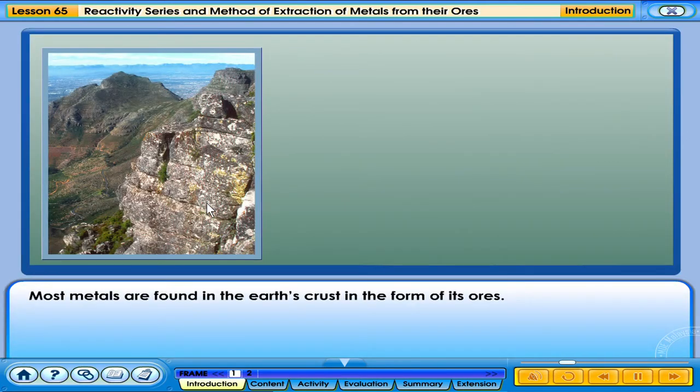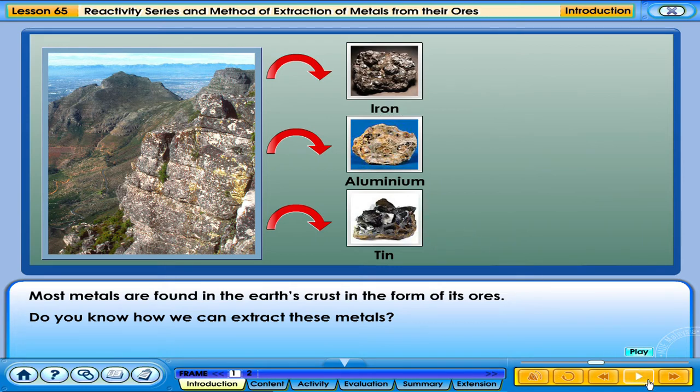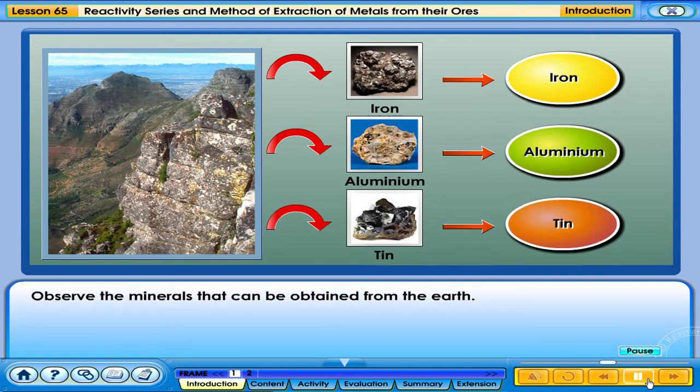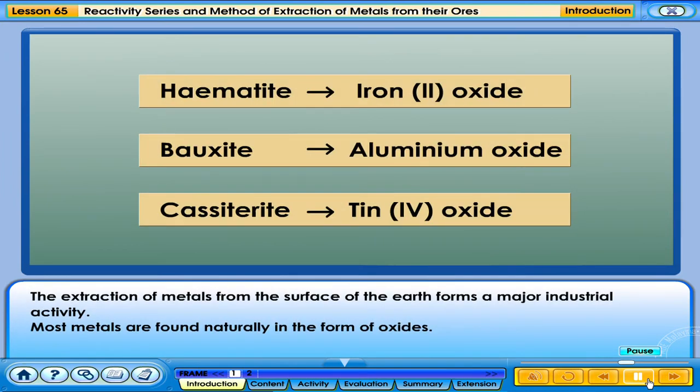Most metals are found in the Earth's crust in the form of its ores. Do you know how we can extract these metals? Observe the minerals that can be obtained from the Earth. The extraction of metals from the surface of the Earth forms a major industrial activity.